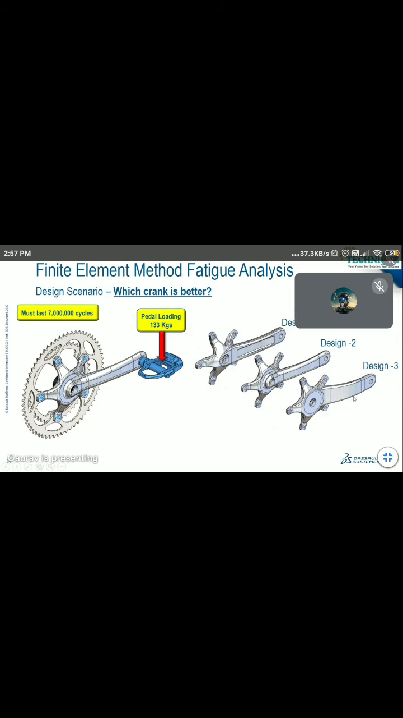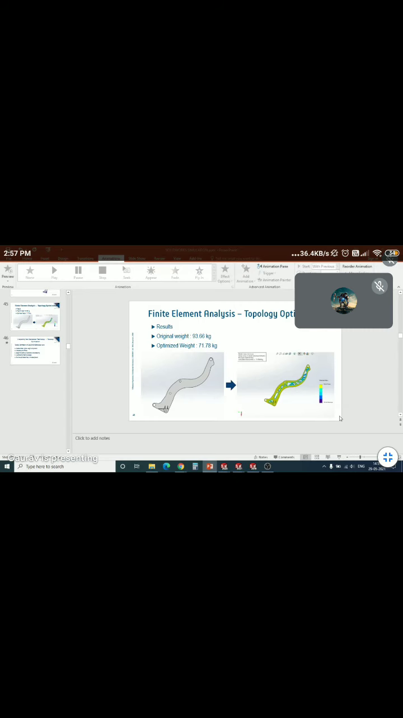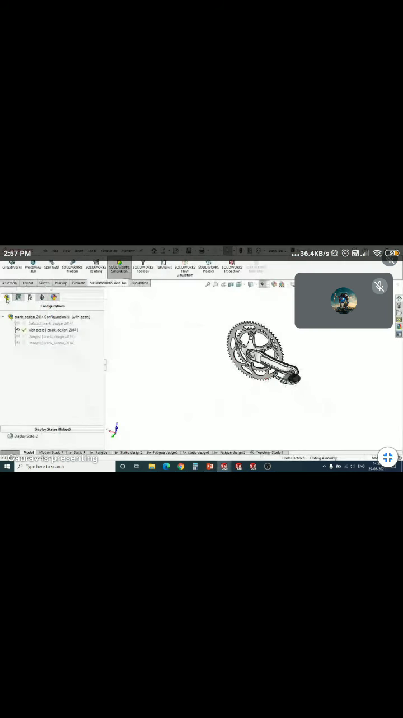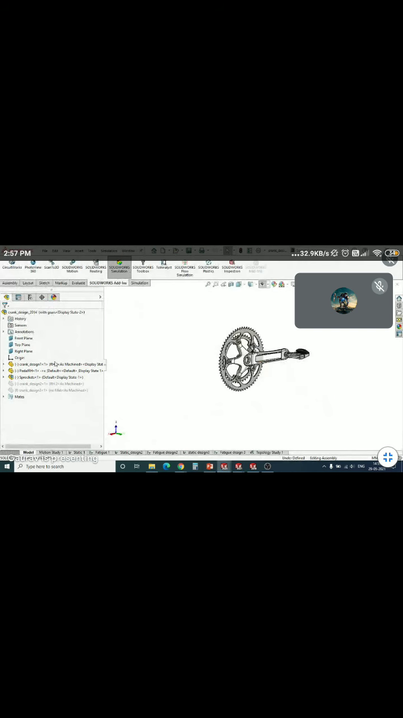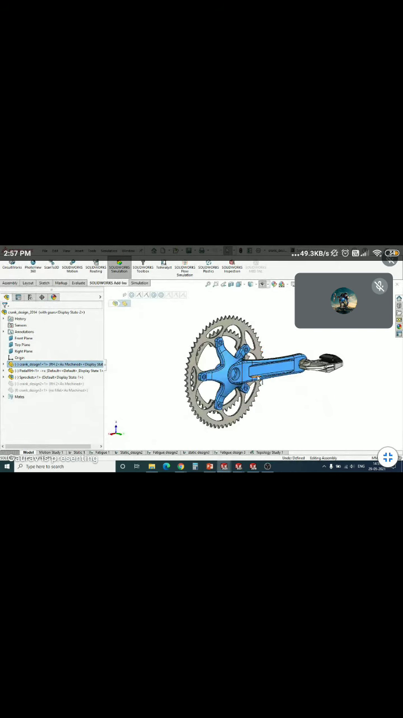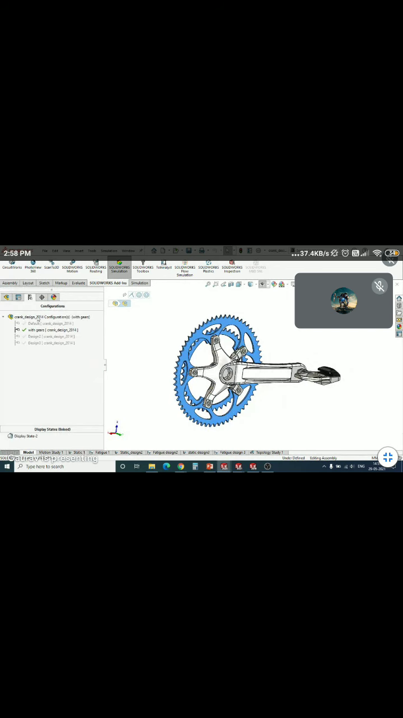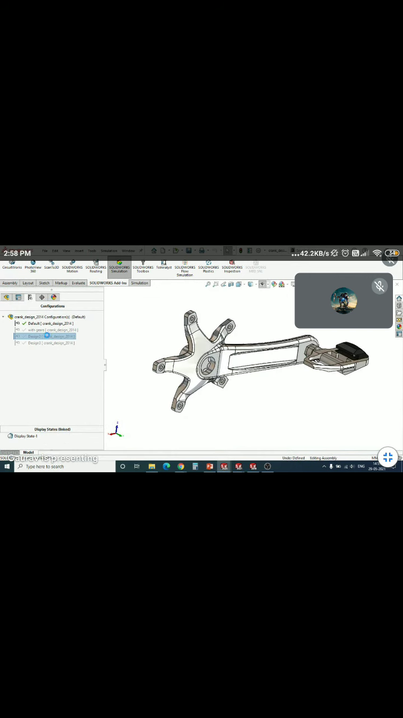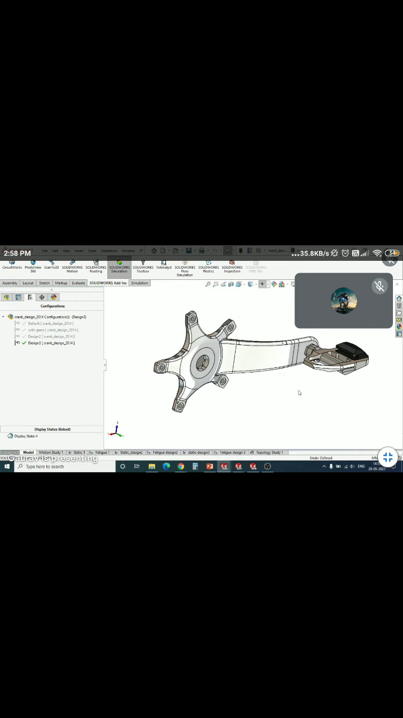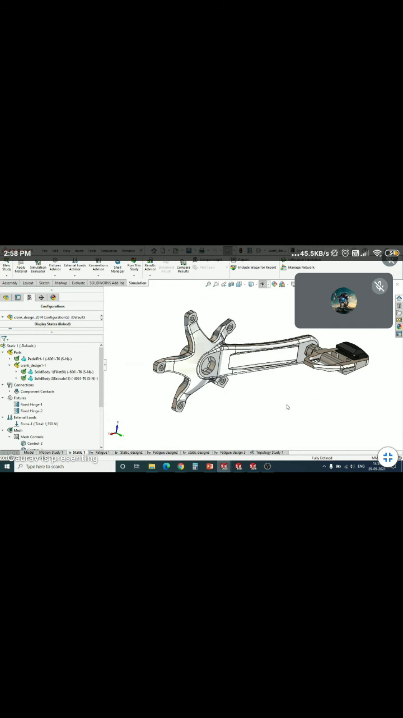And I have with me these three designs. Let me just jump on to the tool. Again, this is a sub-assembly consisting of the part crank, the pedal and the sprockets. I have created configurations here. This is my first design, then this is my second design, and this is my third design. I want to check by application of weight which design is suitable.